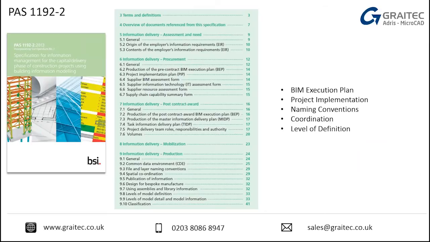So if we look at PAS 1192-2, it'll allow us to look at what a BIM execution plan is. It'll talk us through the naming conventions that could be used, how the coordination works, and the level of definition. So the level of definition is how much data we're adding in or detail we're adding into our models as we move forward. And this is a document that really does help to understand the way that that works.